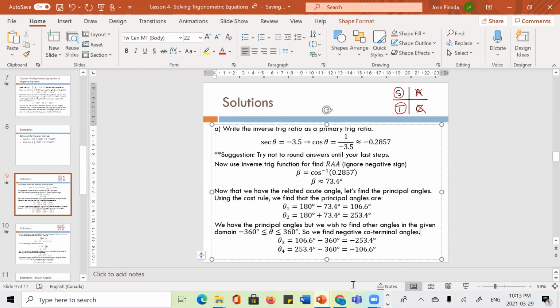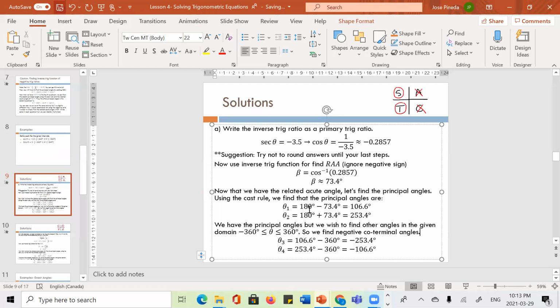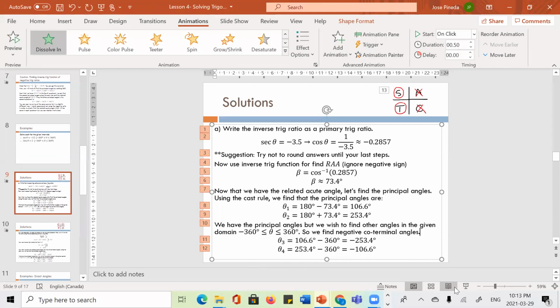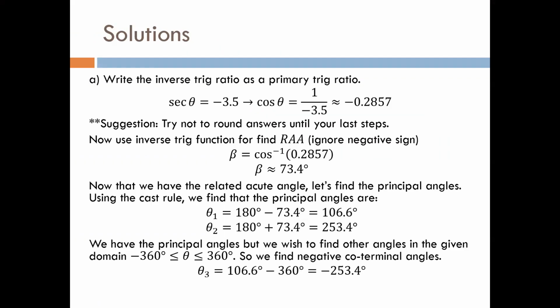Perfect. All right, so going back to the lesson here, we end up getting our two principal angles, but of course we still need to find the negative angles as well. So to find the negative coterminal angles, all we're going to do is simply take our two principal angles and subtract off 360 degrees. If you do that, you'll be able to find the two other coterminal angles.